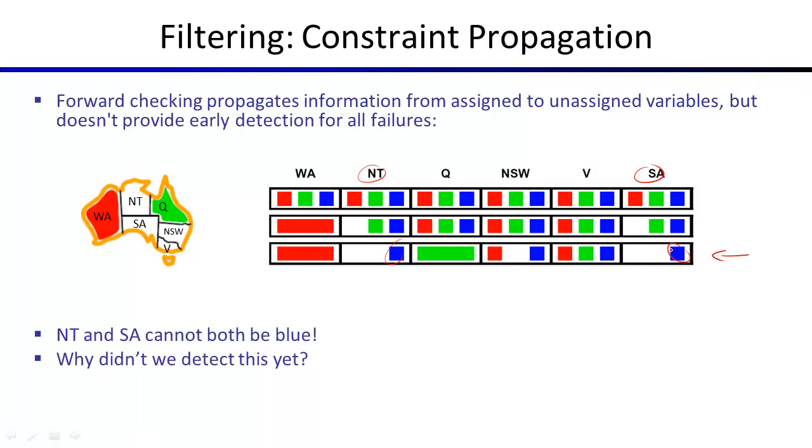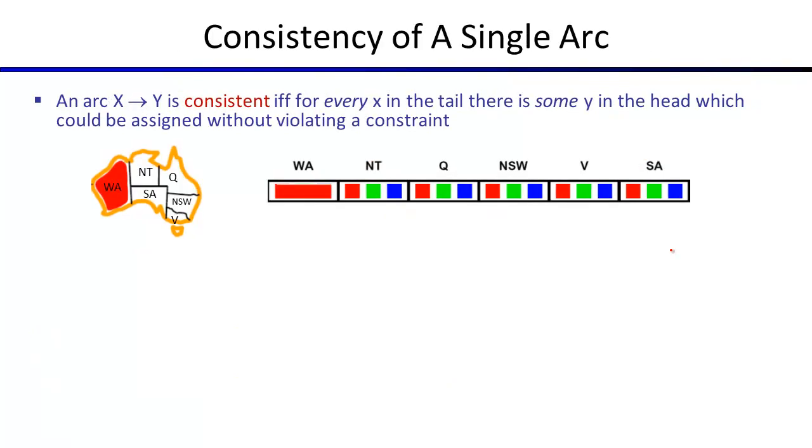All right, so we know that we can in principle detect this. Constraint propagation will do this for us. How does it work? So let's say we want to check the satisfaction of a particular constraint. It will be called enforcing consistency of a single arc in this case. We say an arc X to Y. The direction matters, actually. The arc X to Y is consistent if and only if for every x in the domain of the tail variable, there is some y in the domain of the head variable which could be assigned without violating a constraint. Okay? So let's take a look at what that means.